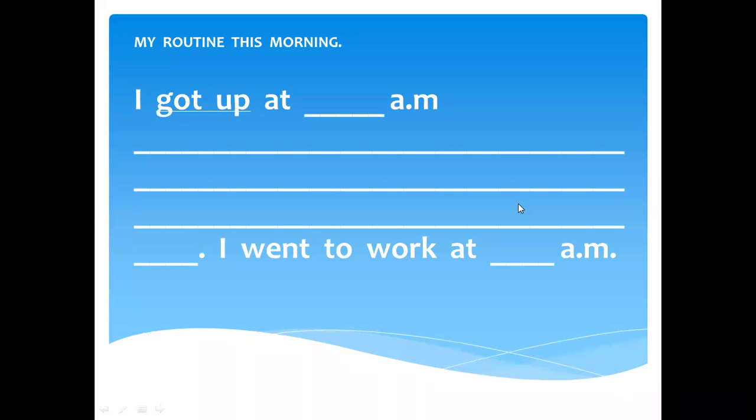Tamara, I got up at 7 a.m. After I took a shower, got dressed probably. I didn't cook breakfast. I bought pupusas. I brushed my teeth. I went to school with my son. Okay, Jose, I got up at 4:30 a.m. After I took a shower, I got dressed. I went to work at 6 a.m. That's right.